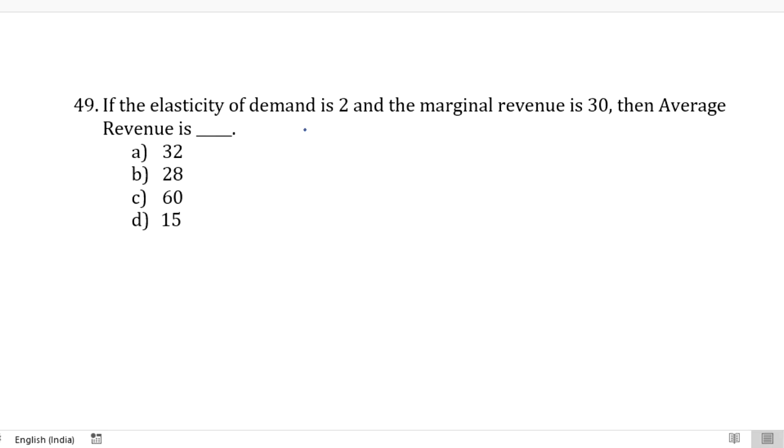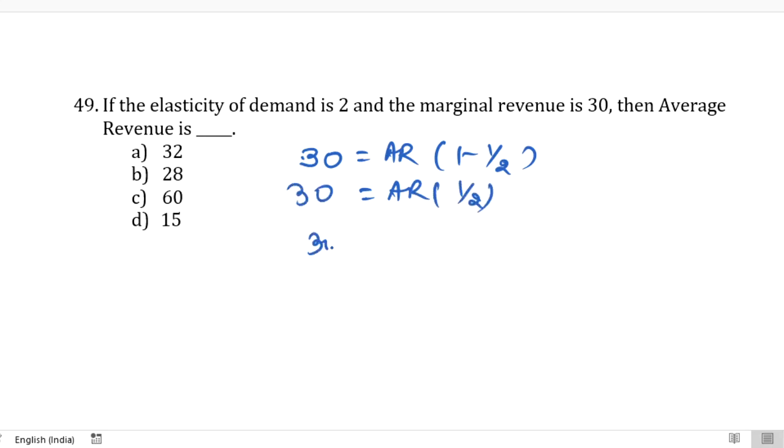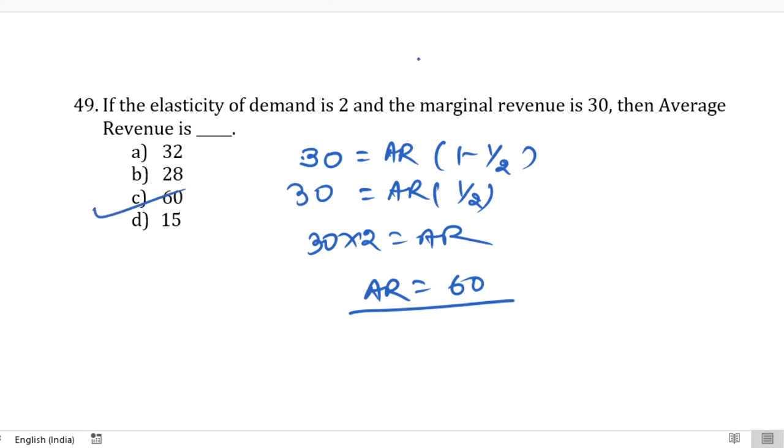Same type of question as what we had done previously. I have been asked to find out the average revenue. 30 is equal to AR into 1 minus 1 by 2, which is equal to AR into 1 minus half. How much is that? That is half. So it's 30 into 2 is equal to AR. Therefore, AR is equal to 60. Option C is the correct answer. Okay. Moving on to the next question.